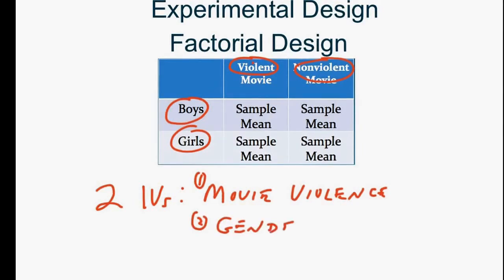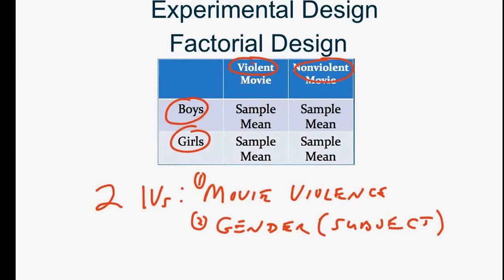Now, technically speaking, if you were paying attention before, gender is actually a subject variable because I can't randomly assign the boys and the girls to be boys and girls, but it's nonetheless a part of my design. So I have 2 variables that I'm comparing: the amount of violence in the movie with 2 levels and gender with 2 levels. And that's a factorial design. And we'll be talking about more complex analyses like that a little bit later in the semester.